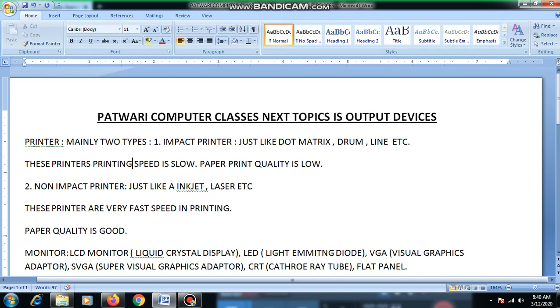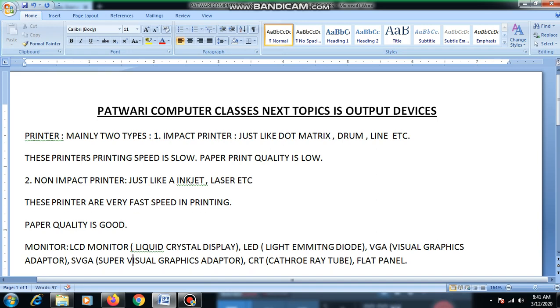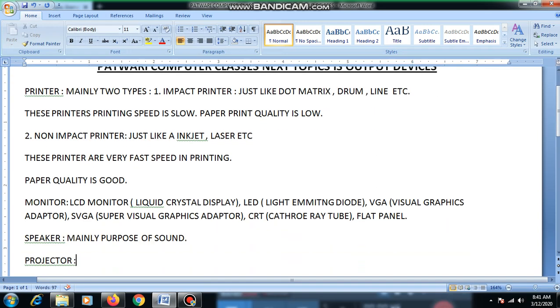Now next is the non-impact printer, just like inkjet and laser printers. These printers are very fast and the printing quality is good, but in comparison the cost is higher than impact printers. Now next, monitor type. Whatever you want to see on the computer screen, this is called a monitor.